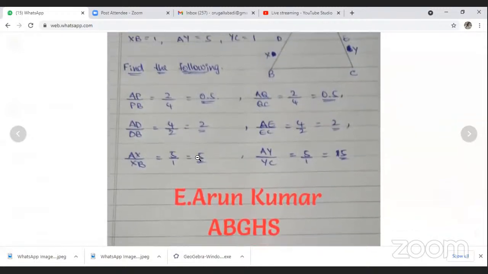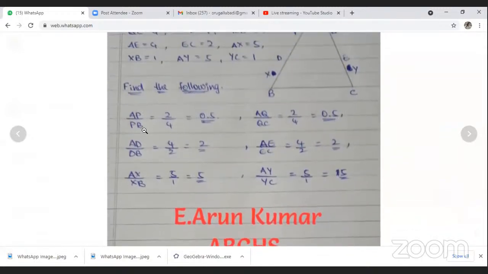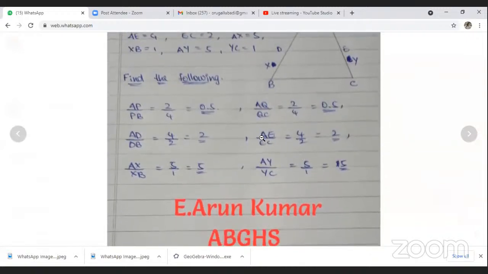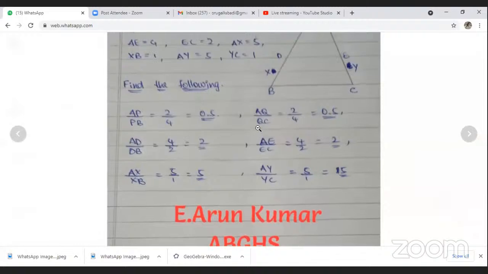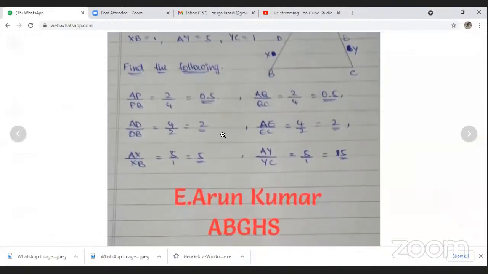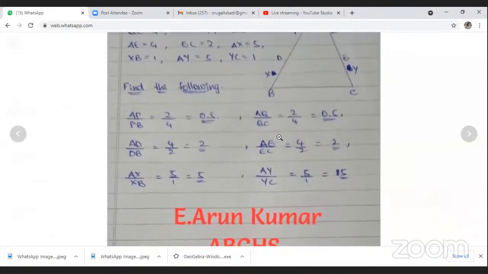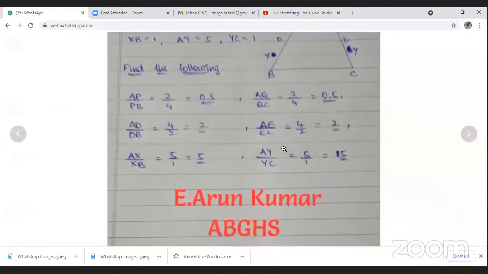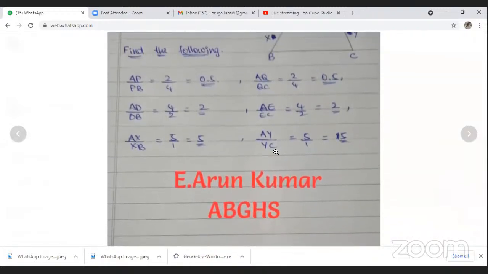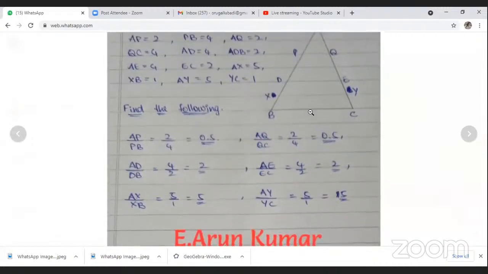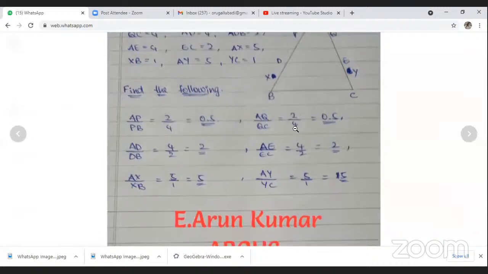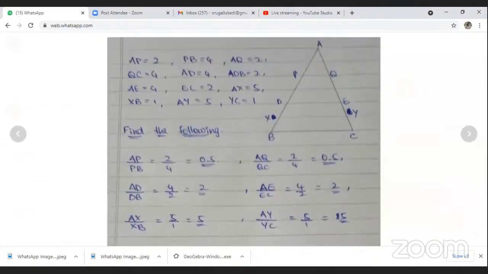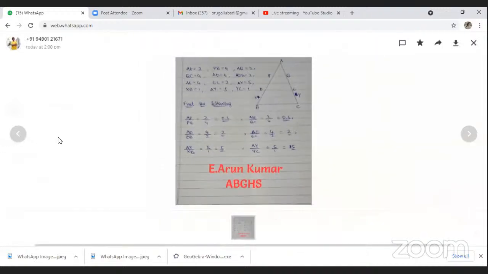So these are called ratios. AP by PB is nothing but a comparison of 2 quantities. AQ by QC is also nothing but a comparison. So both ratios are the same. AD by DB, AE by EC is the same. AX by XB, AY by YC is the same. So whenever we draw a parallel line, the dividing ratios are the same. This is the conclusion from Arun Kumar's task. Next, I will show the next one.